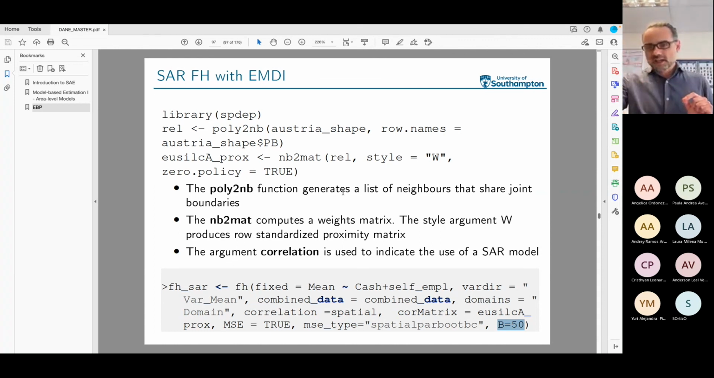Because remember that under this model we're assuming that there is some correlation between neighbors or areas, municipalities in the case of DANE, that have joint boundaries with other municipalities. So this is effectively what is done here. Once you have specified this matrix, in this example it is saved in this object called EU Silk proximity, and then this is what goes into the correlation matrix. Once you specify that, then R knows how W is defined. It knows that what you want is to specify a spatial correlation, a SAR model, and then you have everything ready to go ahead with your estimation.